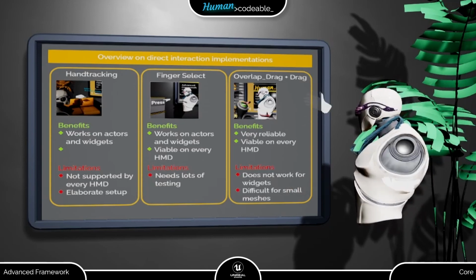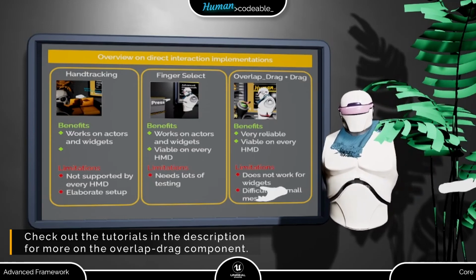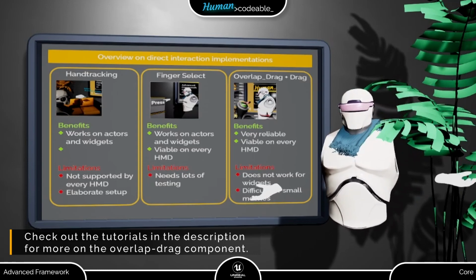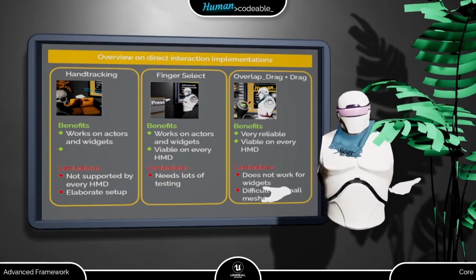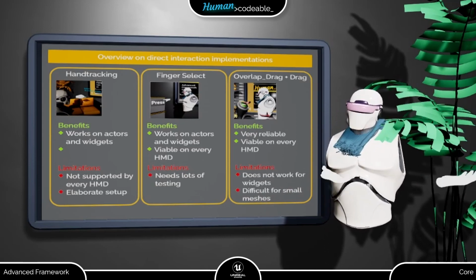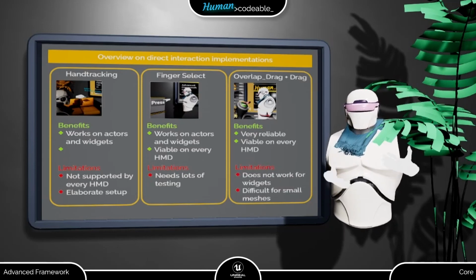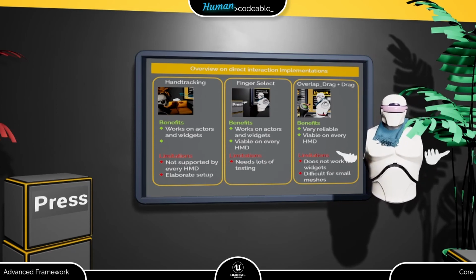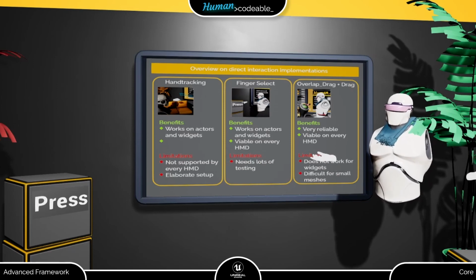If you want a more robust alternative, you can think of a combination of overlap drag component and drag component. Here, the complete motion controller is set as actor type to allow, and the player has no need to follow a predetermined hand pose or tipping direction to toggle the interaction. The downside of this implementation is that it gets difficult to handle for small meshes and has no support for interaction with widgets. So you see, the Advanced Framework Core provides you with several possibilities to implement laser-independent select interactions in VR, and I hope this video will enable you to choose the one that fits your project best.